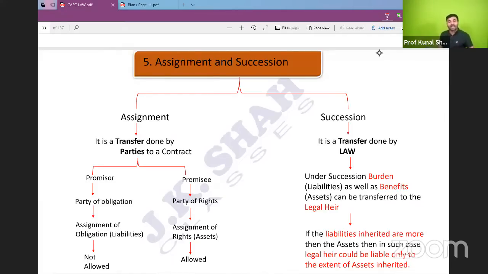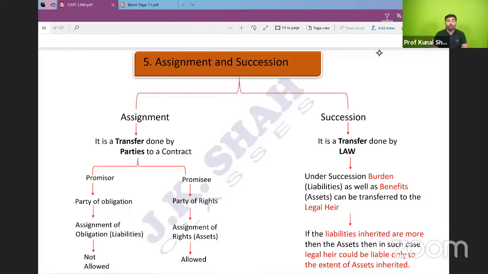That is nothing but assignment of obligations, that is, liabilities. Law says, sorry, that's not allowed. In practical life, it's not practicable to transfer your obligations. For example, I made a promise to JK Shah sir that, sir, I promise to pay you 10 crore rupees which I had taken from you in the past. When I am promising to pay back that 10 crore rupees to JK Shah sir, can I say I am acting as the promisor and JK Shah sir is acting as the promisee? Yes, wherein I am the party of obligation and JK Shah sir is the party of rights.